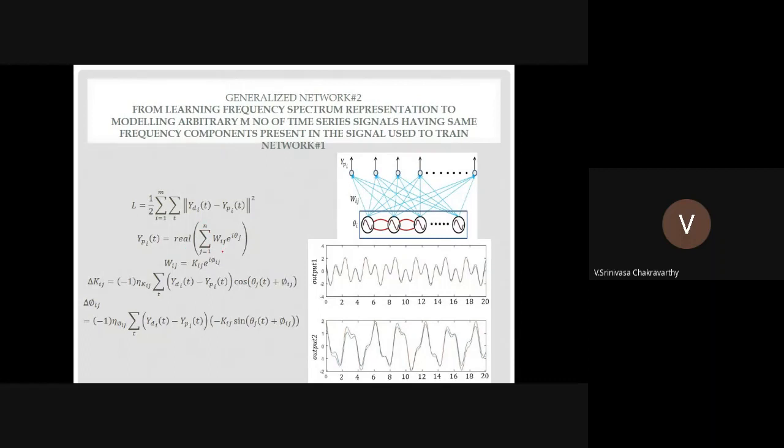So the lateral connections are WIJs, and WIJ, let us imagine, has a magnitude term and a phase term. So how do you train that? The equations are like this. This is the equation for the magnitude term. Here also you have the error term multiplied by cosine, and here also your error term multiplied by sine.